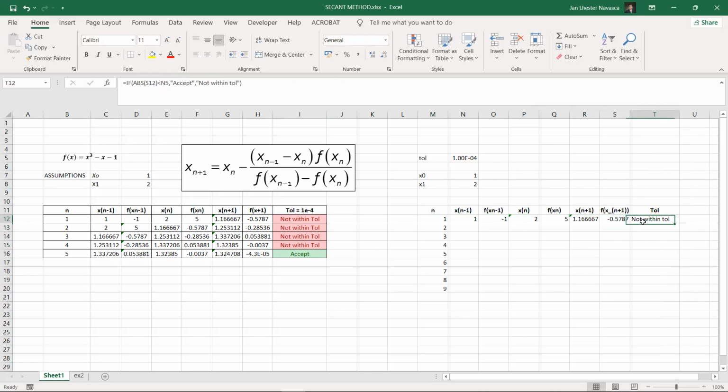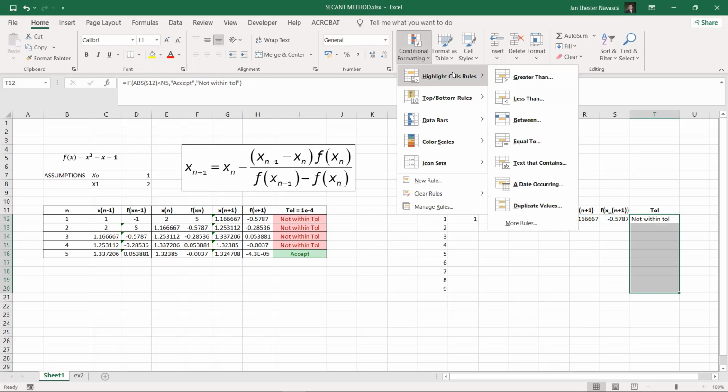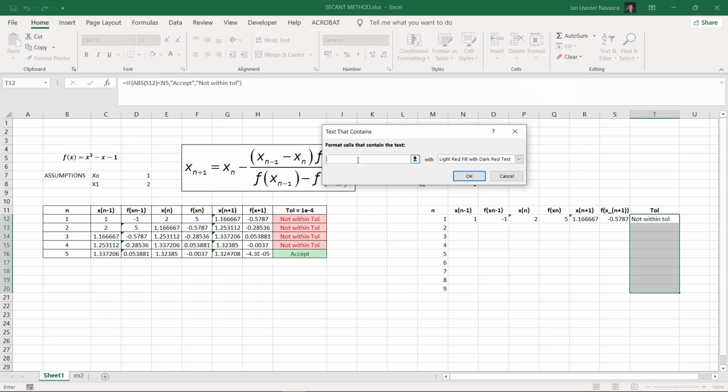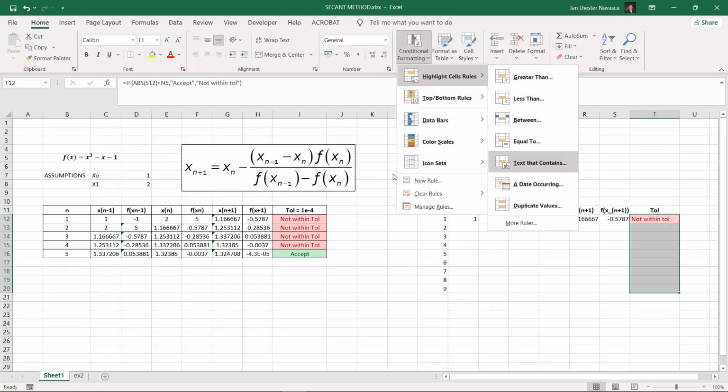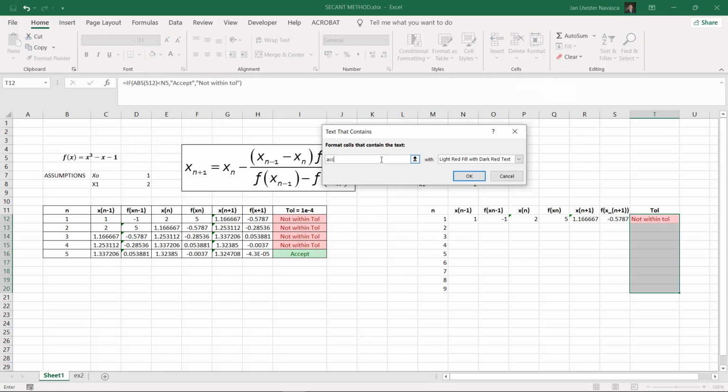Sige. So pag may kulay lang, ang ginagawa ko lang dito, gantuhan mo lang. May conditional formatting, highlight cells that contains. Ang nakalagay ko sa akin, not. So kapag not within tolerance, highlight ko agad. Conditional formatting, text that contains, accept. Kapag may accept, baguhin ko color green, green fill with dark green text.